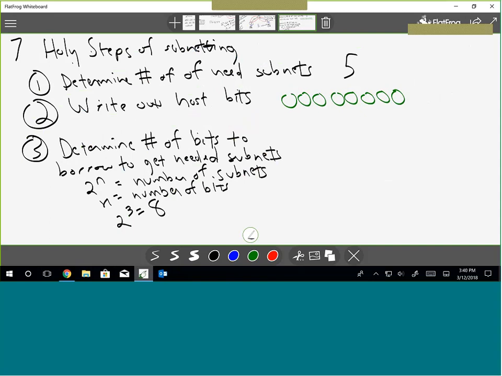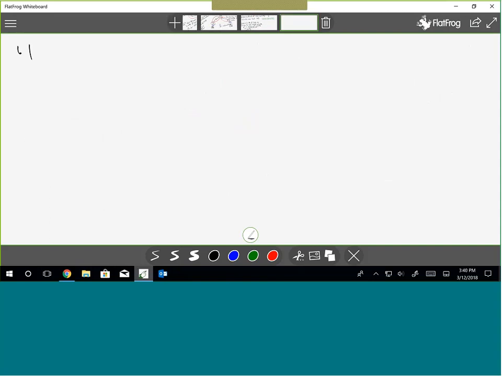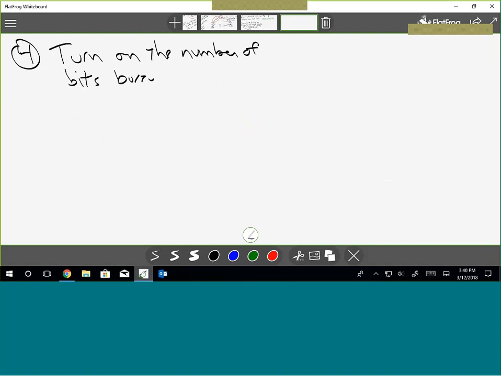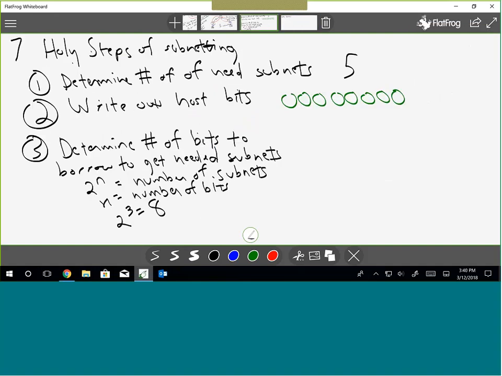Step 4, let me add, I'll go over here. Step 4 is turn on the number of bits you borrow. Now, turn them on means setting them to 1s. So what I do is I have my students go back to step 2 and say, okay, I've got to borrow 3 bits. So I'm going to turn on 1, 2, 3 bits. And the rest will stay host bits.